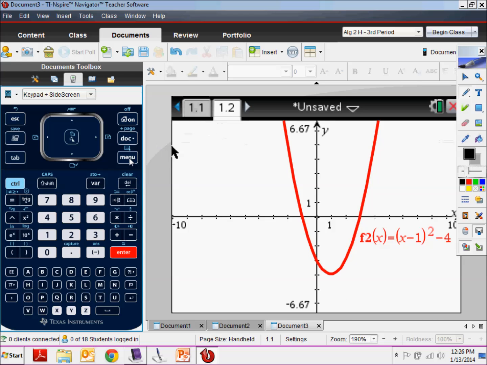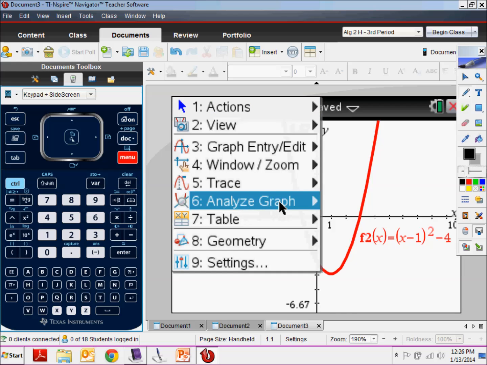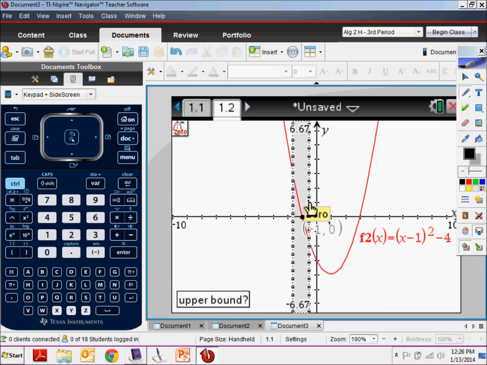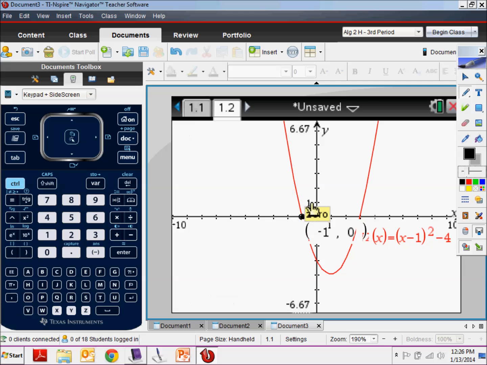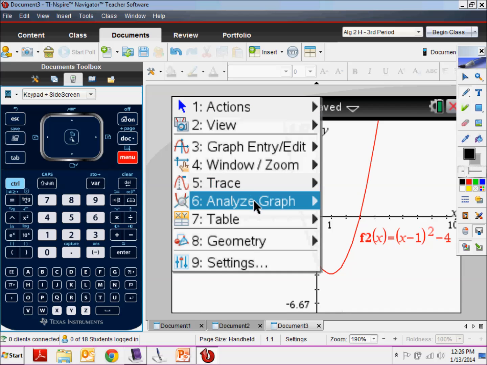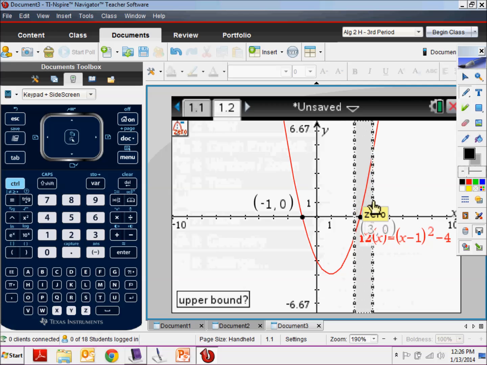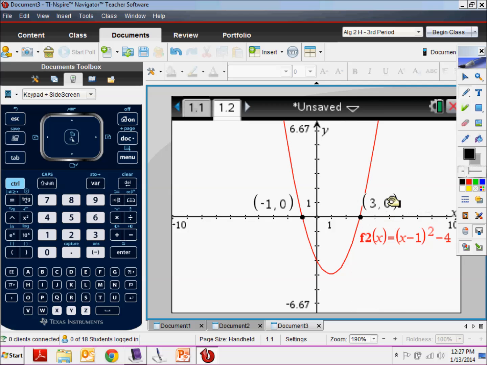To find my x-intercepts, I did menu 6 1. Lower bound means I start on the left, hit enter. Upper bound means I go to the right, and I hit enter. So one of my intercepts is -1, 0. And then it tells me step 3 says to repeat step 2. So menu 6 1. Lower bound means I go to the left. Upper bound means I go to the right. And it tells me my zeros are at -1, 0 and 3, 0.